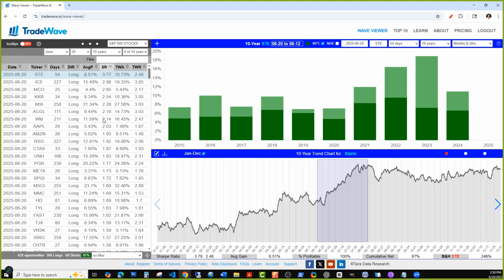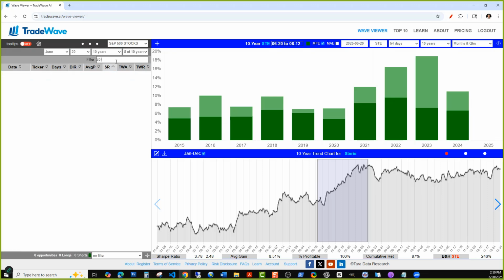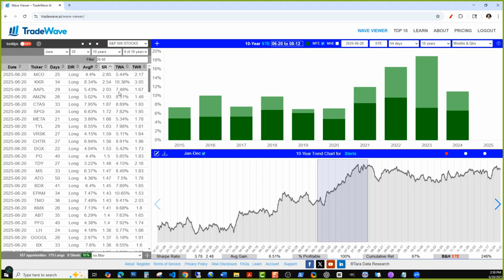But how do we deal with short terms? I'm only interested in 20 to 50 days. If you go to filter, you see how we have 428? I say 20-50. And you end up with only 20 to 50 day opportunities, and it just drops to 187 opportunities down there.